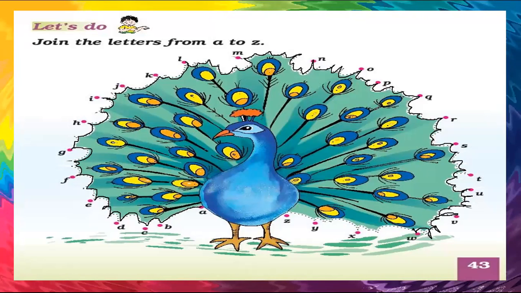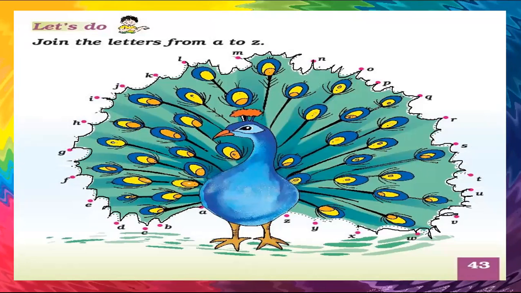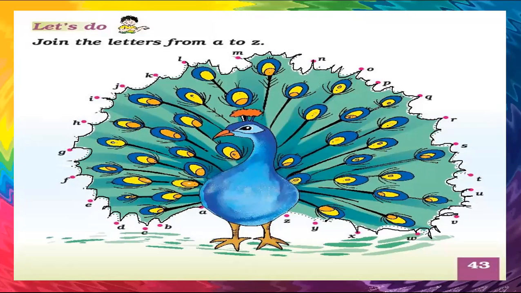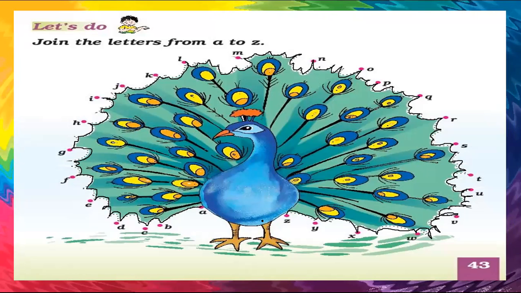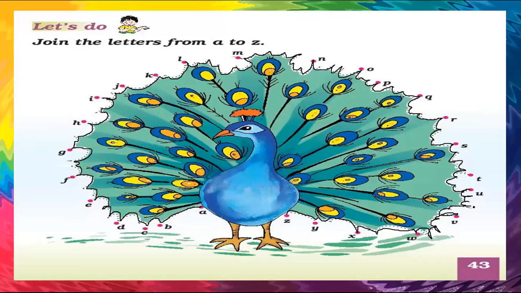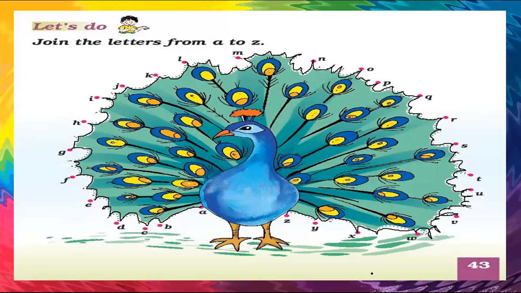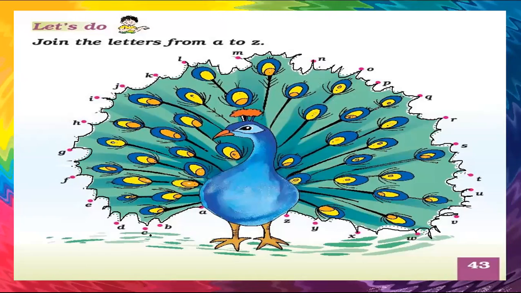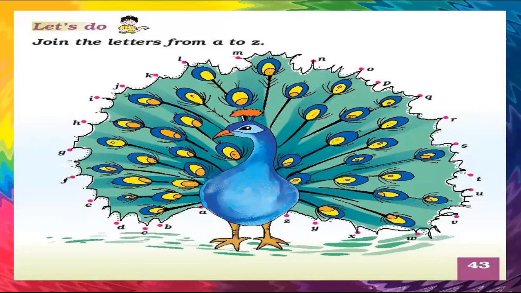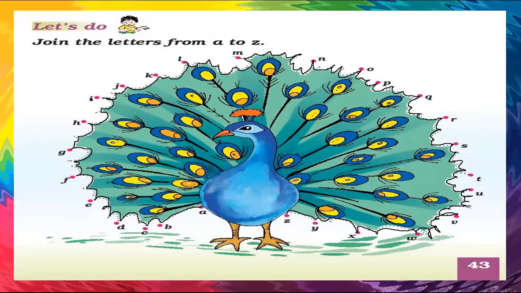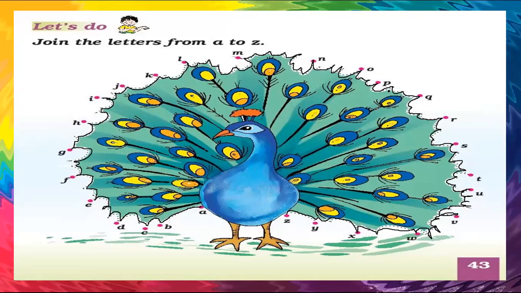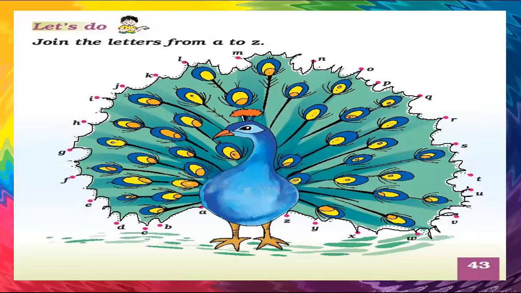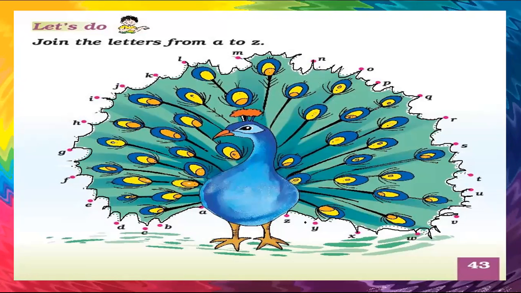Then W. X. Next, Y. Next, Z. So from A to Z, we are going to draw the lines. Okay, children? A, B, C, D, E, F, G, H, I, J, K, L, M, N, O, P, Q, R, S, T, U, V, W, X, Y, Z.